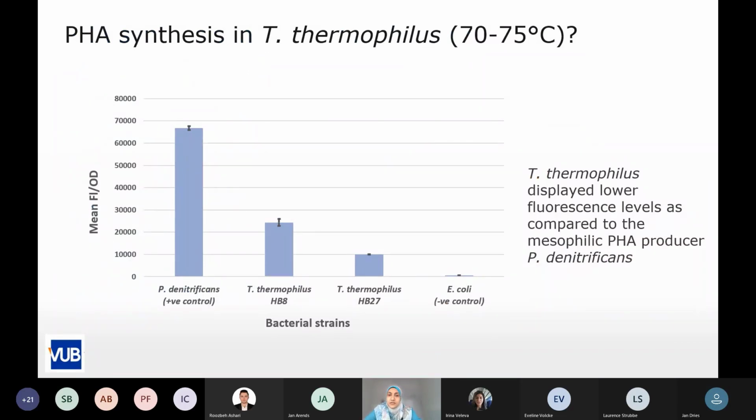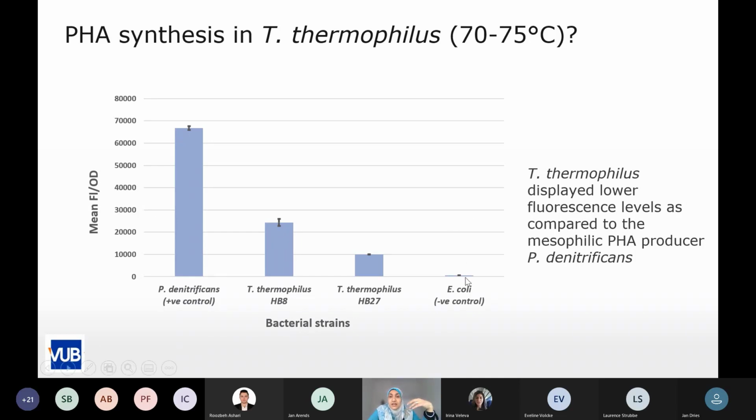It's Thermus thermophilus. Thermus thermophilus is an extreme thermophilic bacteria that grows optimally between 70 to 75 degrees Celsius. As you can see here, this graph is from the plate reader. Normally in my experiments, I'm using a positive control. This positive control is Paracoccus denitrificans, which is a well-known PHA producer that produces a high amount of PHA.